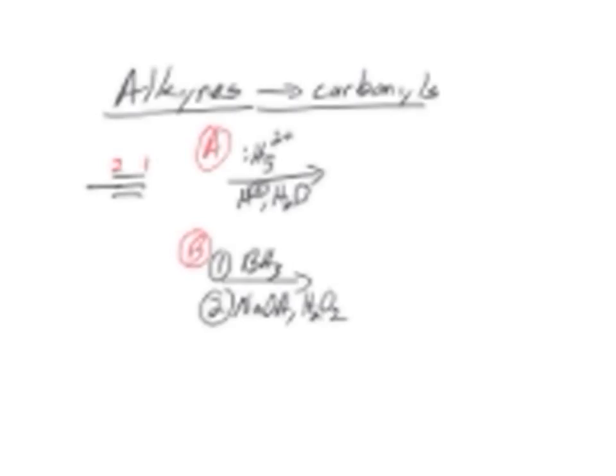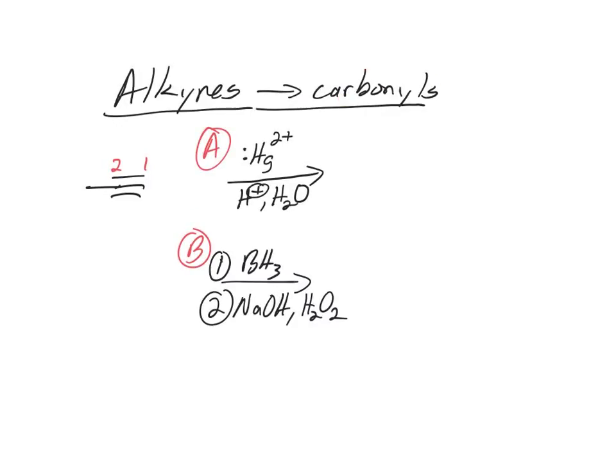Questions? All right, so we're turning alkynes into carbonyls. What are carbonyls? Anything with C double bond O. In particular, the two types here are aldehydes and ketones. You're going to make aldehydes and ketones. Which one of these reagents, A or B, makes aldehydes? It's a 50-50 shot. B. BH3 does. That makes aldehydes.